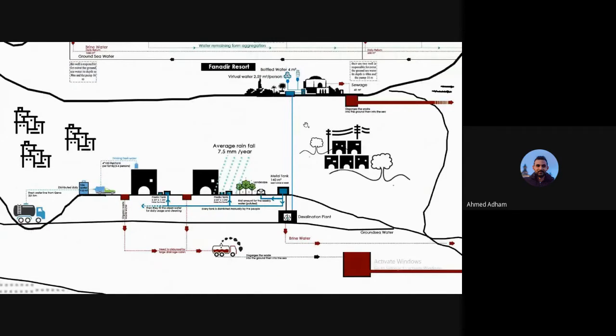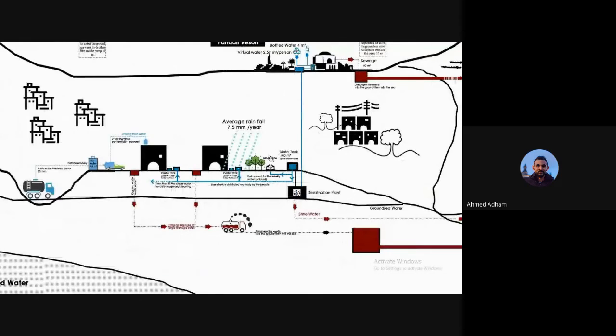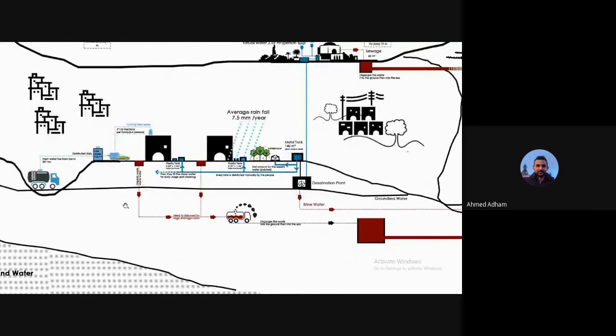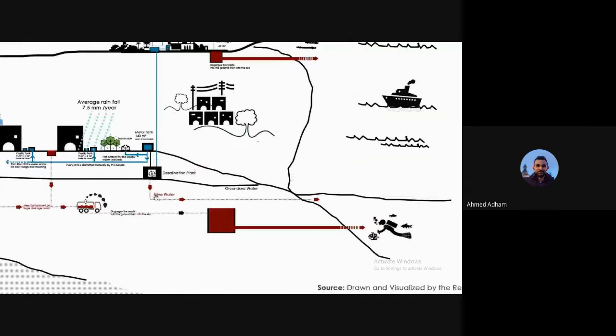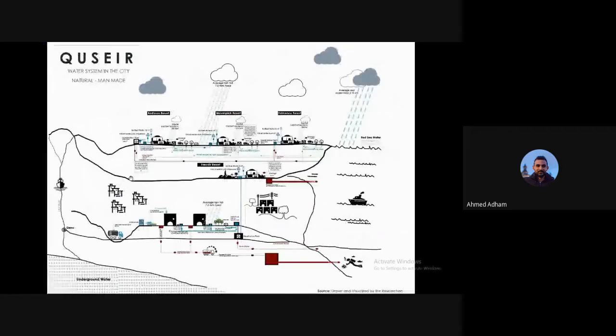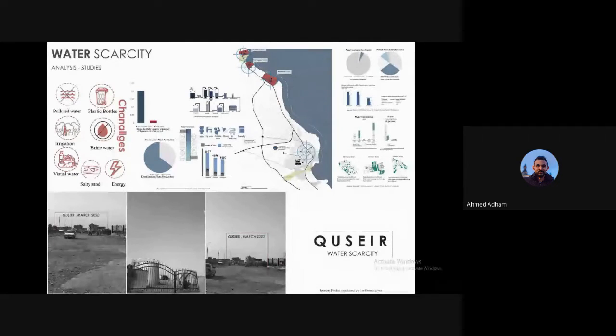And here, as you can see, the organic waste or wastewater from housing settlements in the city, along with brine water from desalination plant, are going directly to the Red Sea, which, as you can imagine, has a very bad impact on the marine life, especially with the coral reefs. So Qusair indeed is suffering from water scarcity, and there are challenges such as irrigation in resorts, brine water, virtual water, and so forth.